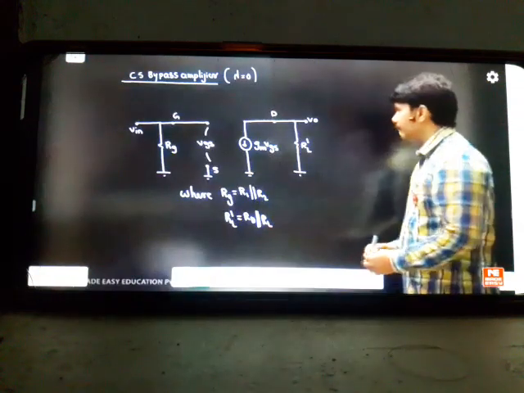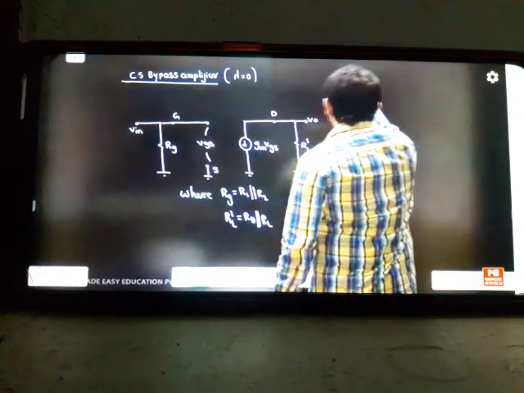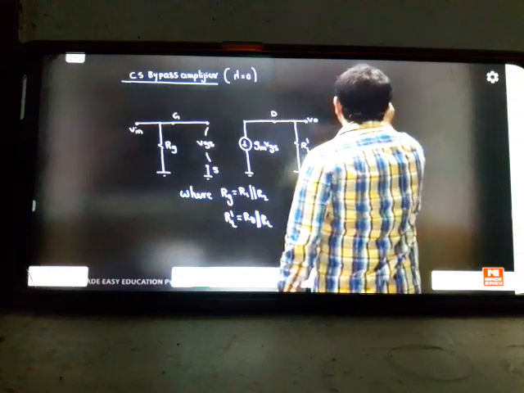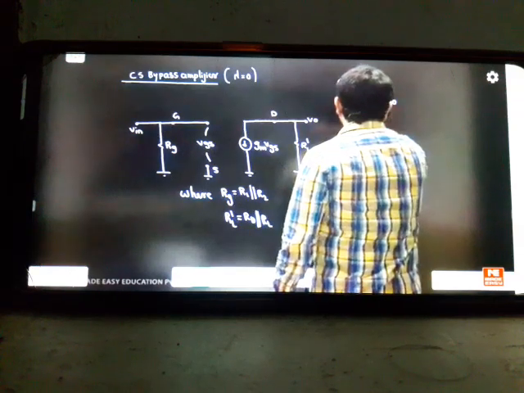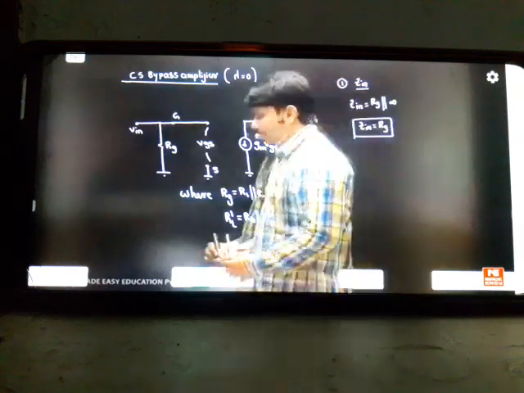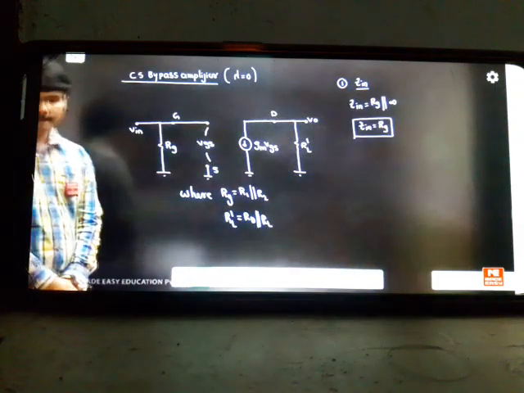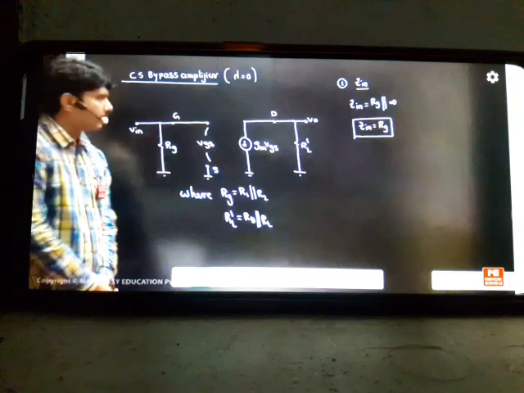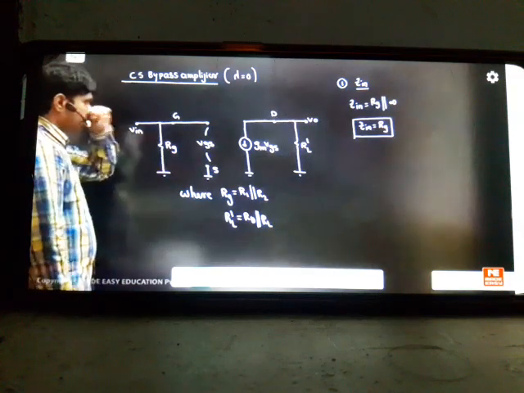Now finding the answers is very comfortable. The first question, if I ask you what is the input impedance, seeing the board you can tell the input impedance is RG parallel to infinite. So that input impedance will be simply RG. Your biasing resistor will become the input impedance for this problem. Okay? This is the first answer, because infinite parallel to anything will give that answer only.